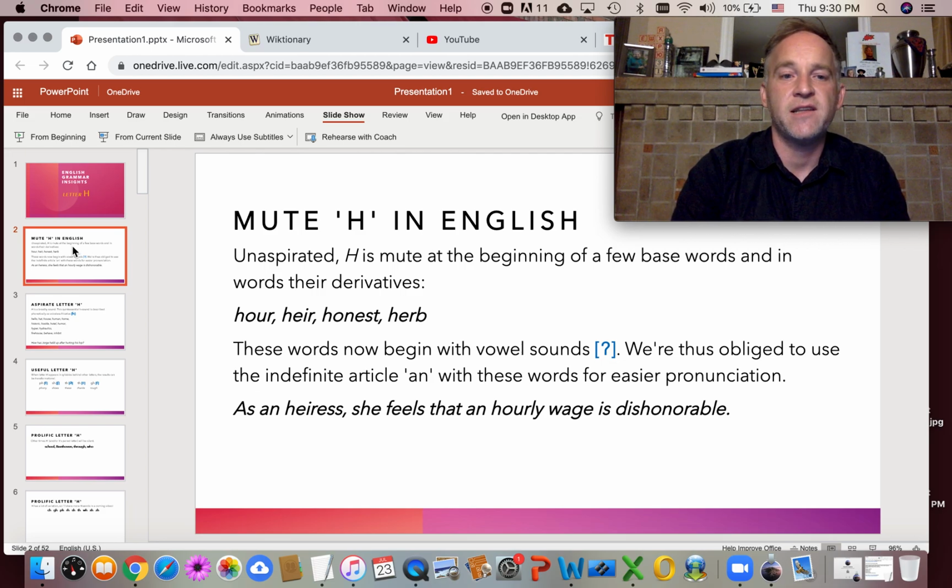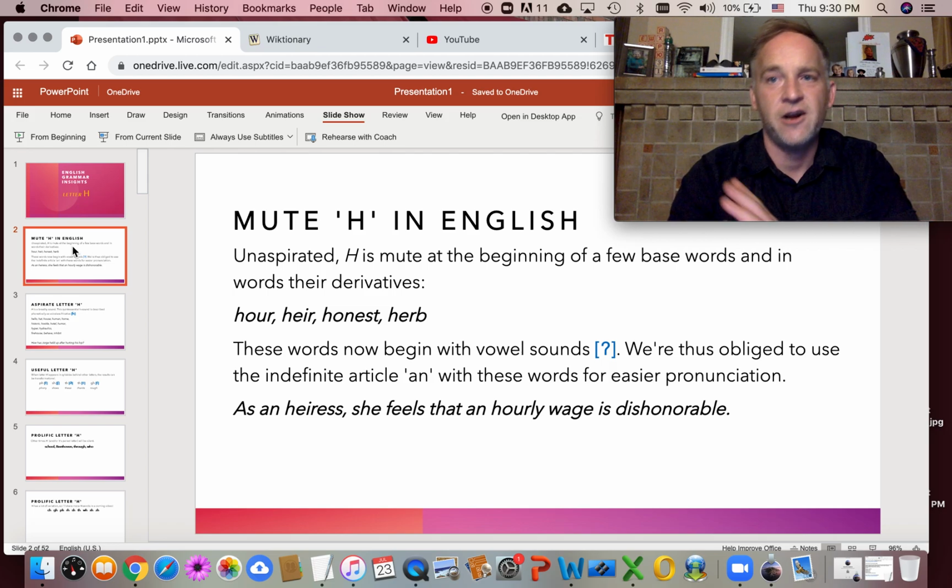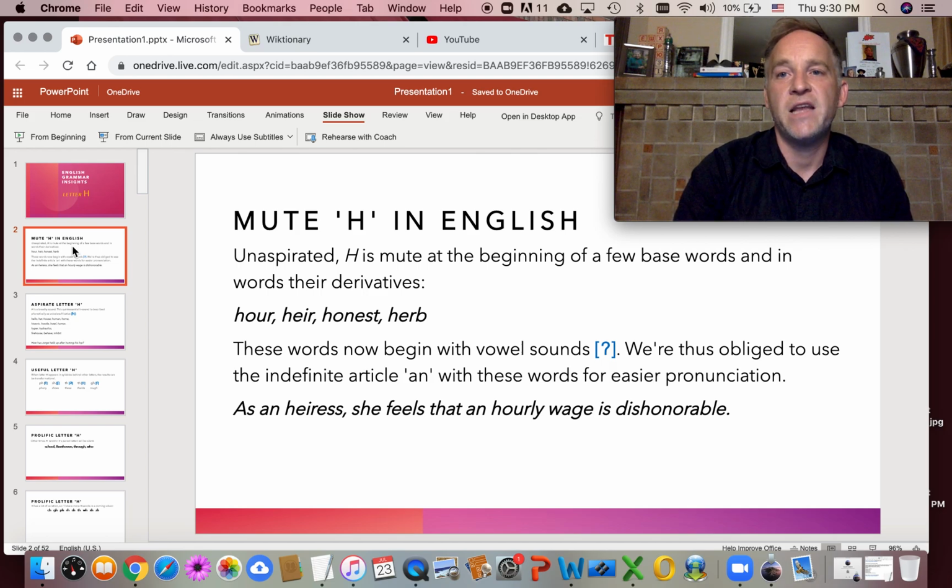If you listen closely, as an heiress, we have the glottal stop sound, but the S in as carries over as a Z sound and it connects, or elides, to the next word, as an heiress. Anyhow, that is also something that we have in common with French. It's a liaison, a connecting, linking sound.